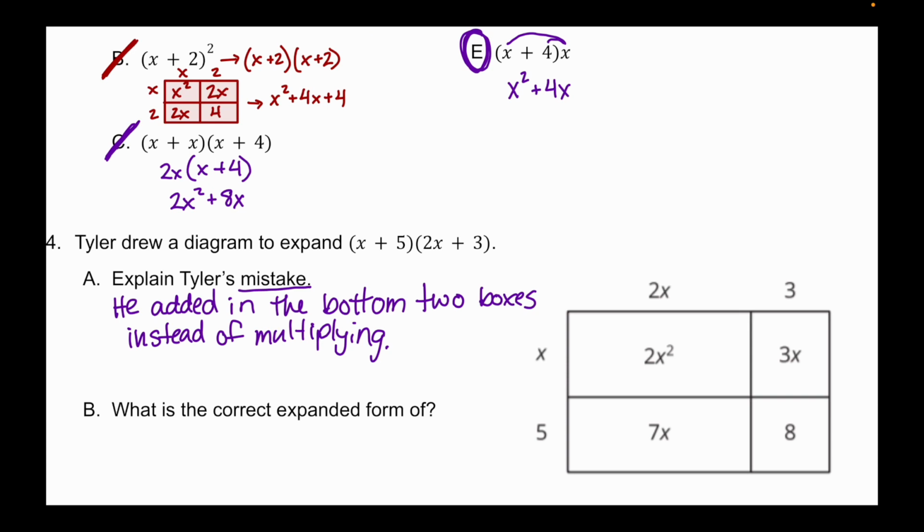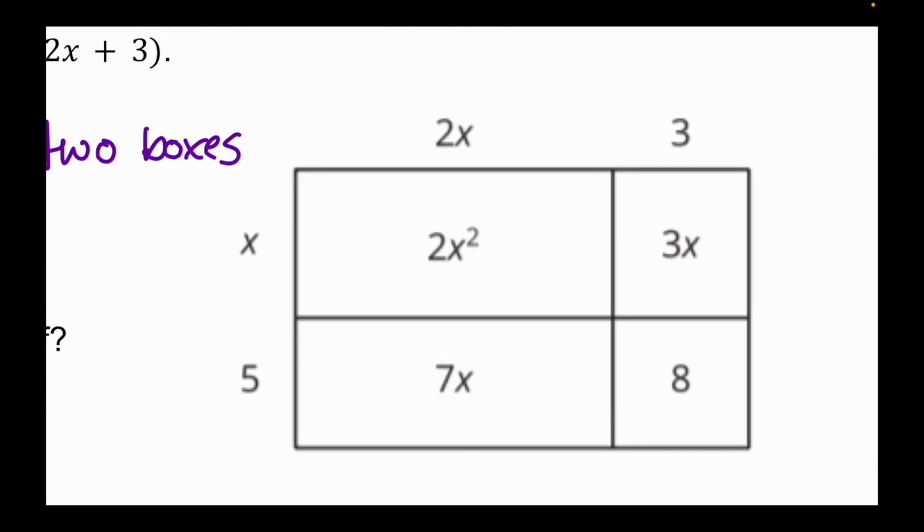So now they want to know what is the correct expanded form of this. And when we say expanded form, this just means what's the multiplied out version of it. So let's fix Tyler's mistake. Let's use red pen for that. We said, nope, this should be 10x and not 8, but this should be 15.